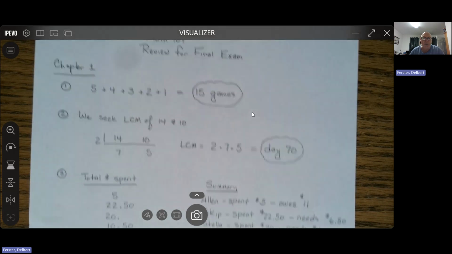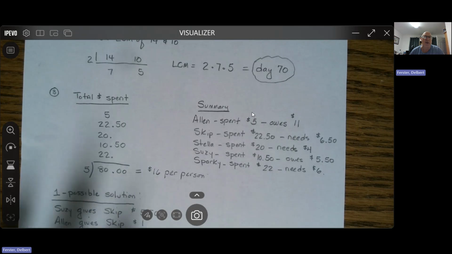All right, problem 3, a lot going on. You got friends, and they've decided to split the bill evenly. So on the left side, you see the total costs, 5, 22.50, 20, 10.50, and 22. $80 being shared equally among 5 folks means everybody's going to pay $16. So their next challenge is to figure out who's overpaid and who's underpaid. So we see that Alan, he's spent a paltry $5. So he owes 11 to get up to 16. 5 plus 11 more to be 16.